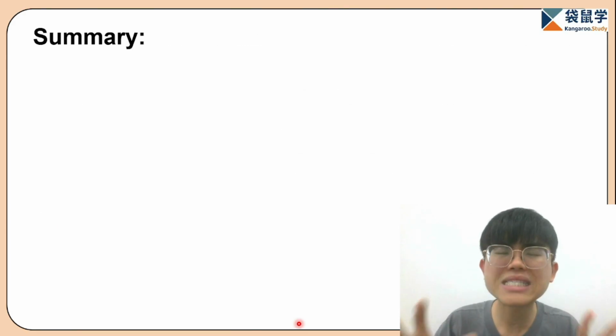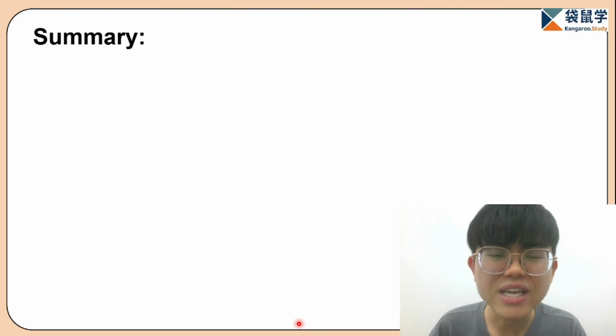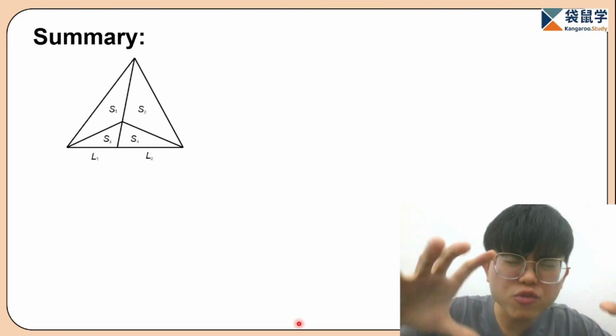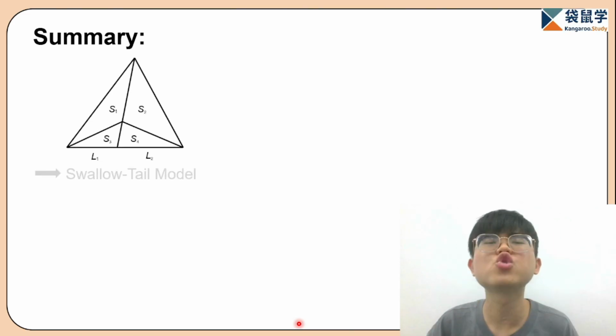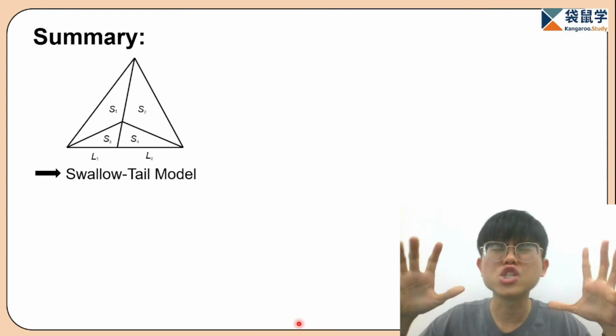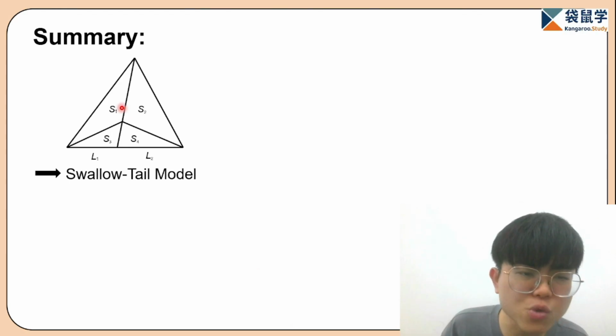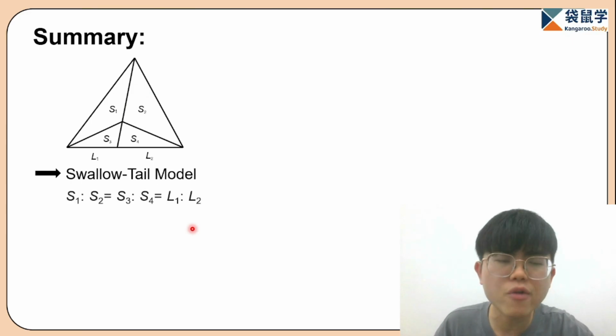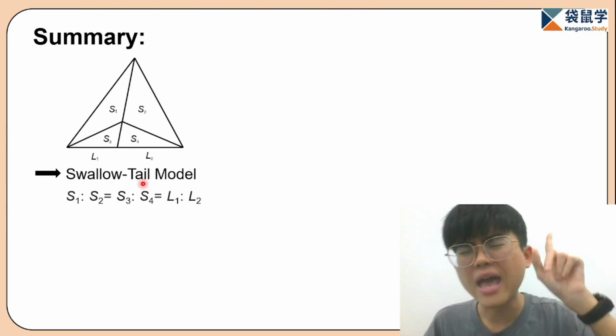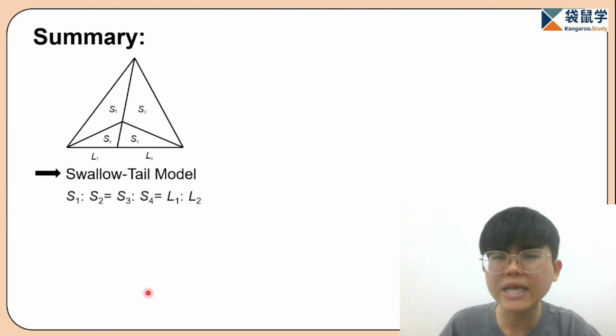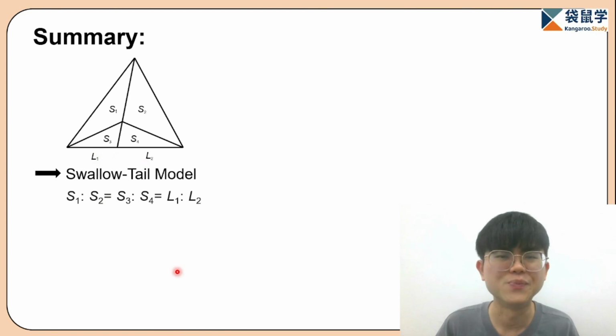Alright everyone, let's summarize what we learned from this question. So we learned about this kind of triangle. We call this the swallowtail model. So we said that when we have a swallowtail model, the area ratio of S1 to S2 is equal to the area ratio of S3 to S4. And it is also equal to the base ratio of L1 to L2. So this is about the swallowtail model.